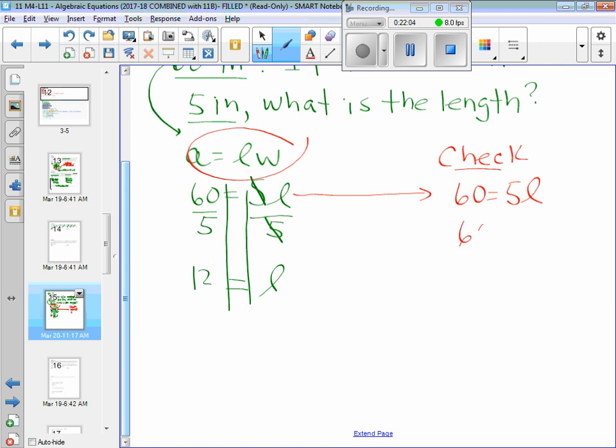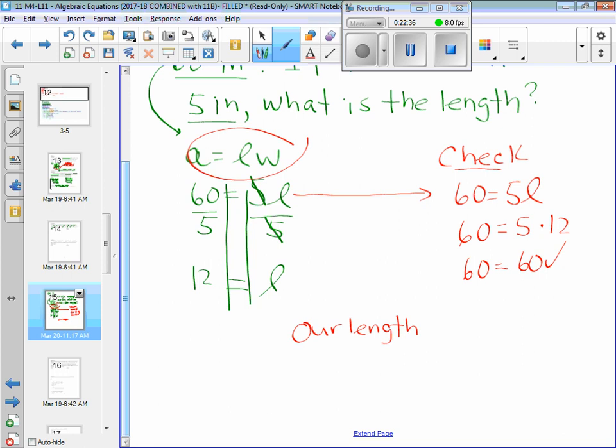Dan, what do I substitute in for L? What do I have to substitute in for L? Let him do it. Is 5 times 12 60? Okay. So that proves that our length is 12.